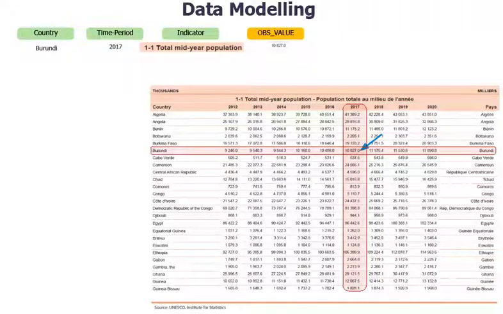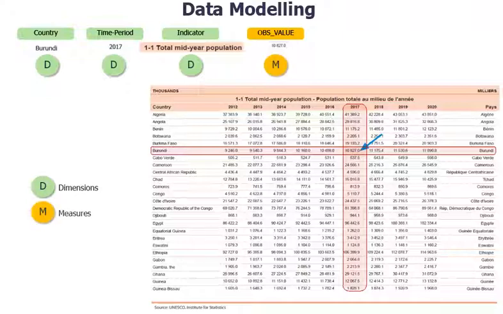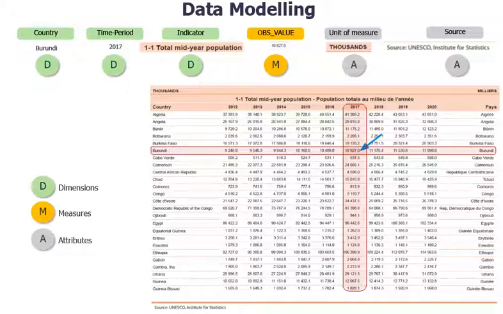So country, time period, and indicator play the role of the dimensions. And the observation value plays the role of the measure. And to go a step further in our understanding of the observation values, we have the unit and the source, which are attributes. Once all concepts and the roles are identified, we can create the DSD, which contains the concepts that pertain to the data, its code lists, which represent the concepts, and the dimensional structure, which describes the roles of the concepts.